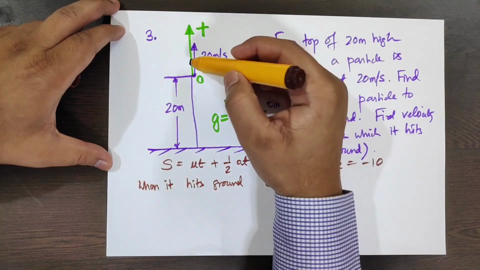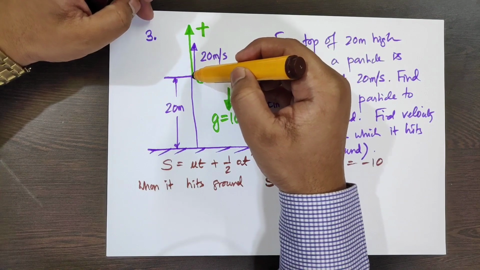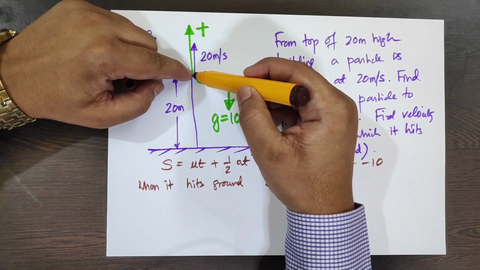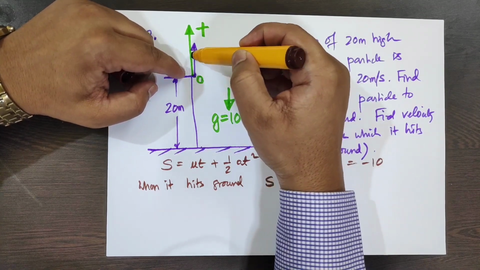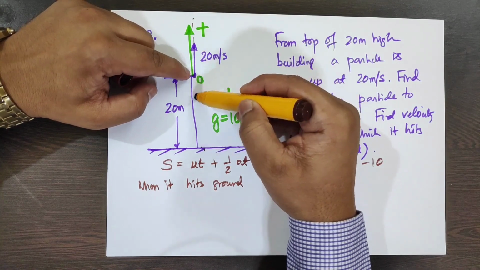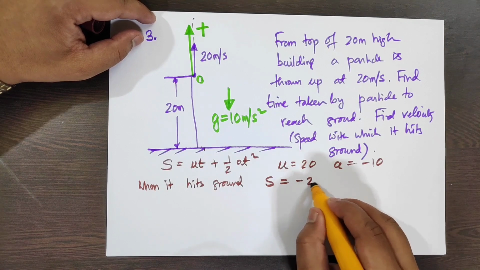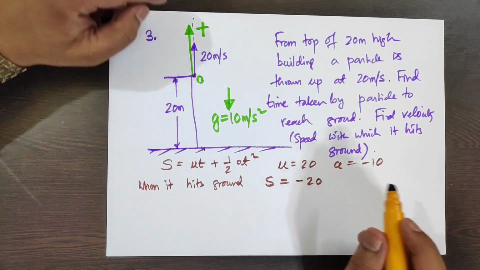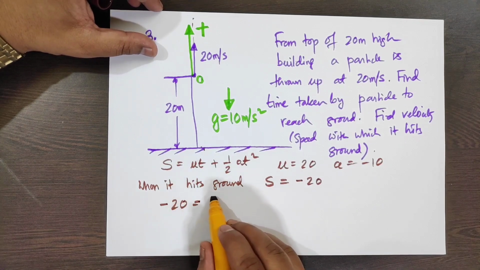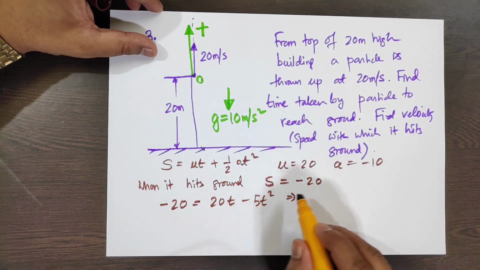what is the displacement? Displacement is the line joining the starting point and the end point. So this is the initial position or starting point, this is the end point. Wherever it goes, up, comes down, displacement is downward. Displacement is equal to minus 20 with respect to the positive axis chosen upward. So I'll put here minus 20 equal to 20t minus 5t square.